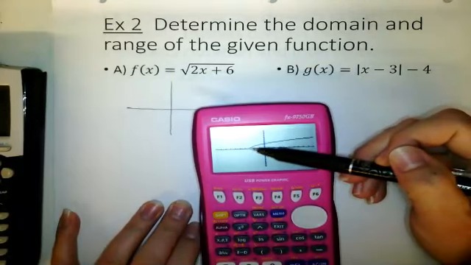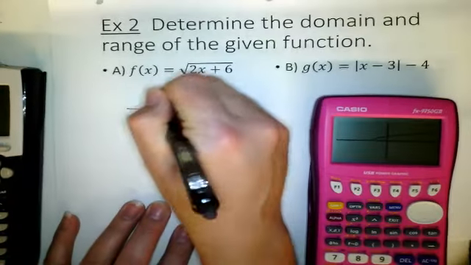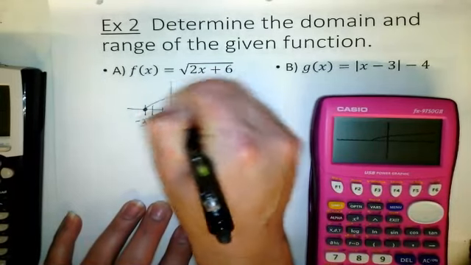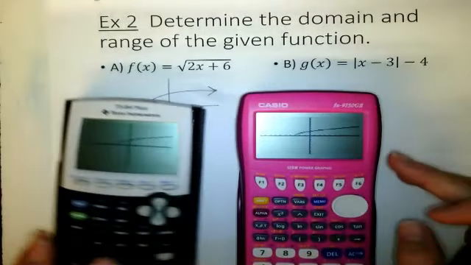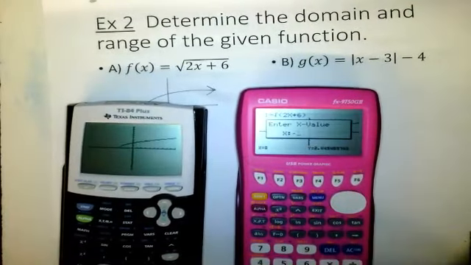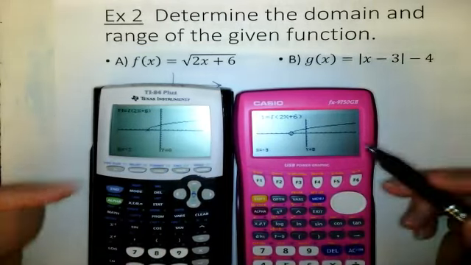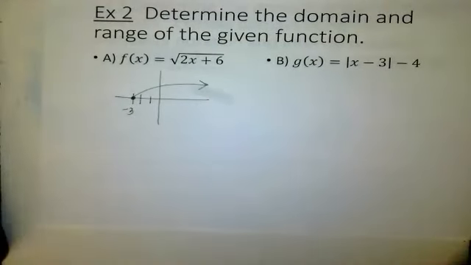Where is this point of intersection here? What does it look like? -3. That's a very good guess. Can you double check that? Okay, so it looks something like that. There we go, a great little sketch. So you can use trace and type in -3 and just see that it is at -3, 0. Always label ordered pairs whenever you have a graph, okay?